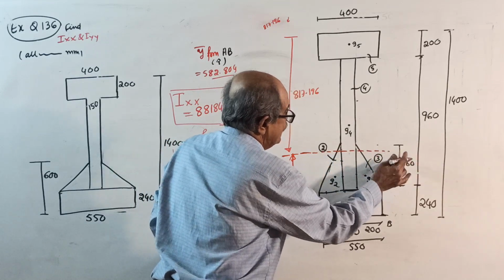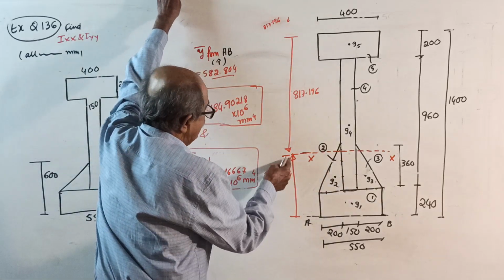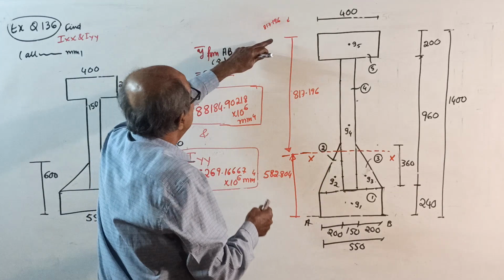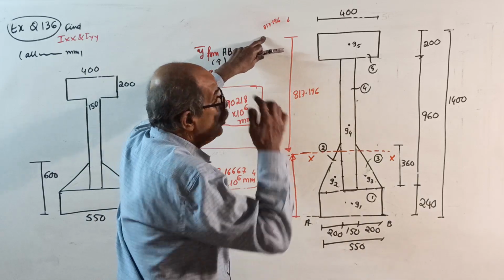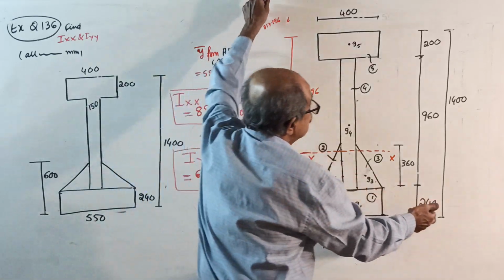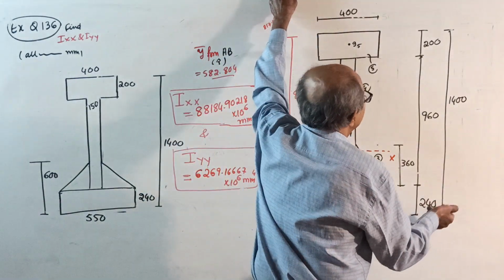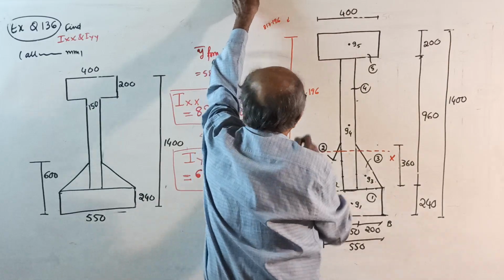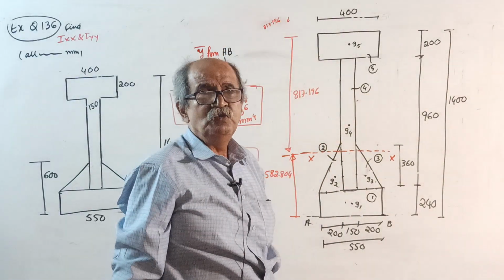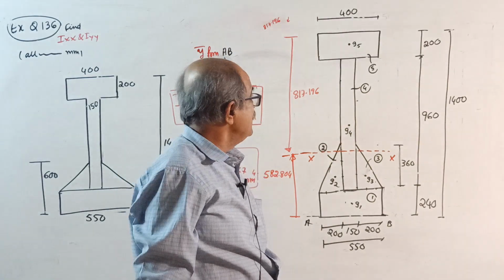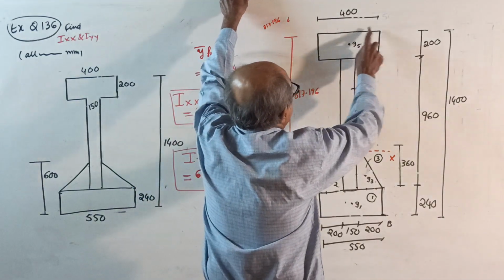Don't disturb 360. Okay, XX, mark here, sufficient, XX. 582.804. Now, how to get this distance? Shall I find y bar once again from there? Oh, no. Totally, I'm talking as if I'm a student. Total is 1400. I will subtract this one and get that one. But, to be on the safer side, to improve my knowledge, I will find y bar from the top edge.